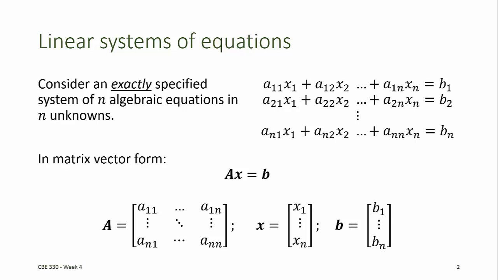For a linear system of equations that is exactly specified, we might have n equations in n unknowns. The unknowns here are represented by the variables x1 through xn in the vector x. And the linear equations can be written in matrix and vector form this way, where A represents the coefficient matrix.